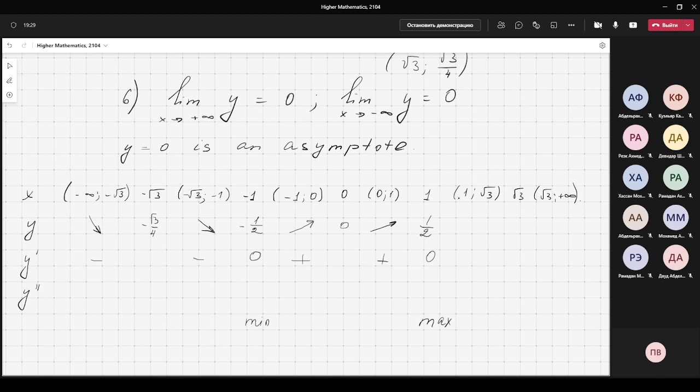On the interval from 1 to square root of 3, we have a negative derivative and our function decreases. At the point square root of 3, the value of our function equals square root of 3 over 4. And after this point, the sign of the first derivative is a negative number, and our function decreases.